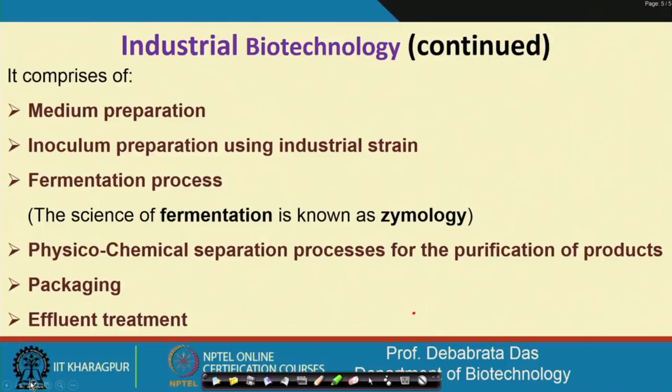Now, industrial biotechnology comprises different steps. For example, the first is the medium preparation unit. This medium preparation unit appears to be very important as far as any microbial fermentation process is concerned. Now, media comprises different components. It comprises a carbon source, a nitrogen source, and also minerals and vitamins.